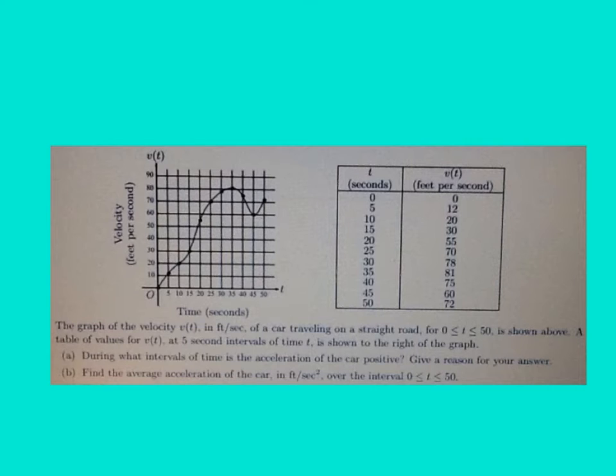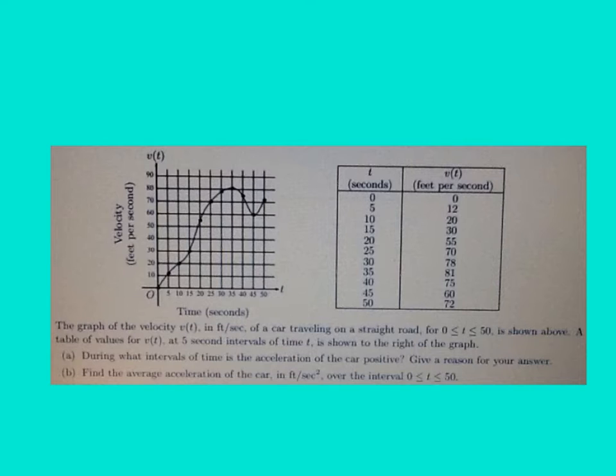All right, in the first question, we've seen this now a couple of times where they've given us a graph and a chart. So we have the graph of velocity time in feet per second of a car traveling on a straight road from 0 to 50 seconds. A table of values for velocity at 5-second intervals is shown on the right. So we also have the table of values. During what intervals of time is the acceleration of the car positive, and give reasons for your answer. And then we're going to find the average acceleration of the car over that interval.